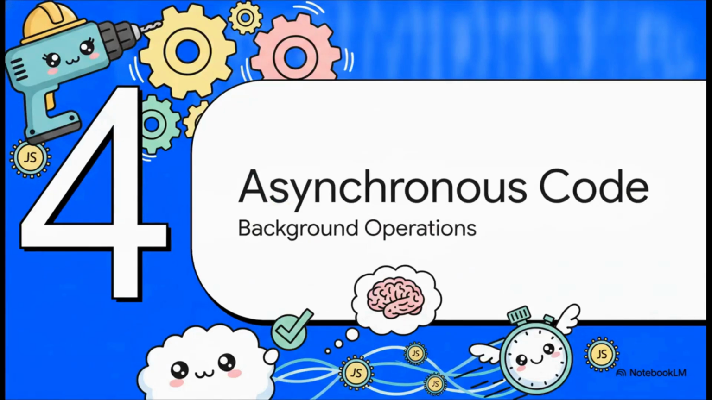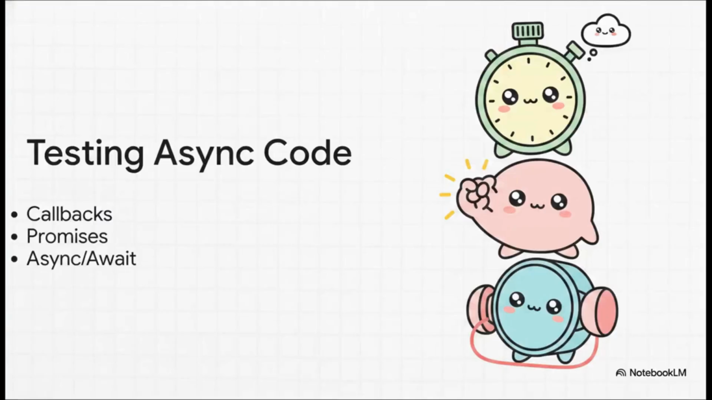Okay, let's step it up. Section 4, taming asynchronous code, handling operations in the background. We need to break out the power tools here, because modern JavaScript constantly relies on background operations that absolutely should not block the main thread. Luckily, Jest gives us 3 totally distinct methods to gracefully test these background operations: callbacks, promises, and async await. The key here is that we have to literally teach Jest how to wait.